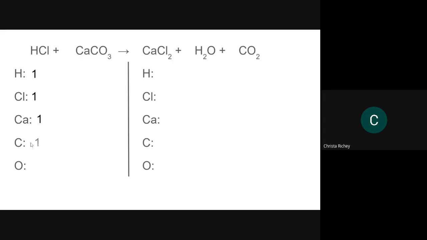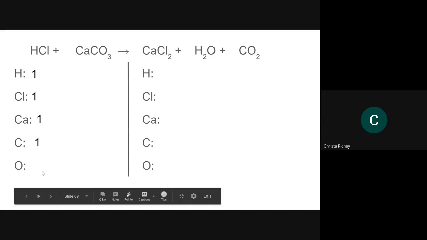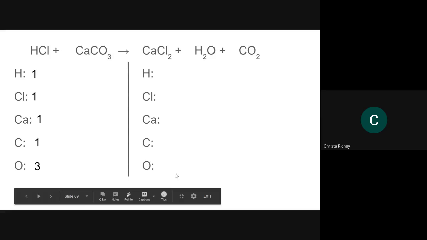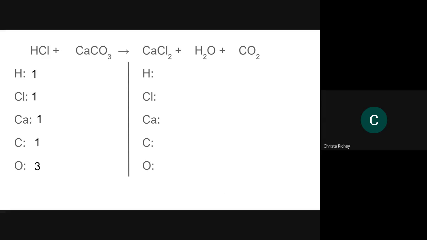I have 1 carbon, and I have 3 oxygens. You cannot balance it as a polyatomic because it's on one side. Just make sure you keep them in the same order. So hydrogen, chlorine, calcium, carbon, oxygen. Just like I said, please just trust me.